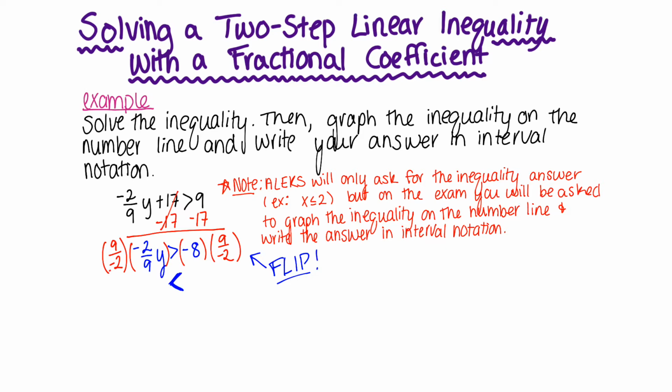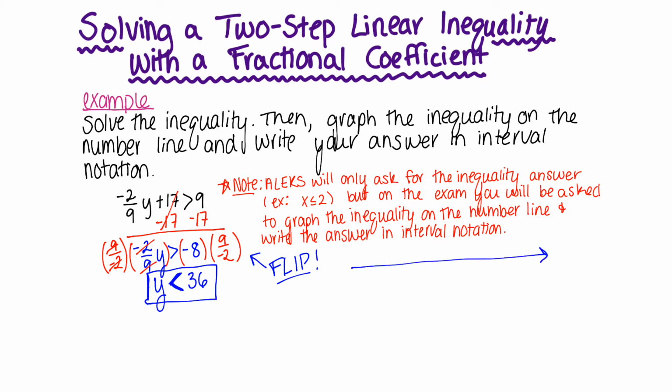The nice thing is these negative 2's cancel, these 9's cancel, and you just have a y left. On the other side, you have negative 8 times 9 over negative 2. You could use a calculator for that, or you could simplify it by hand. It should come out to be 36. Y is less than 36. This is the answer that Alex is going to want.